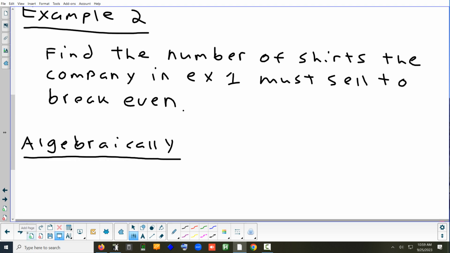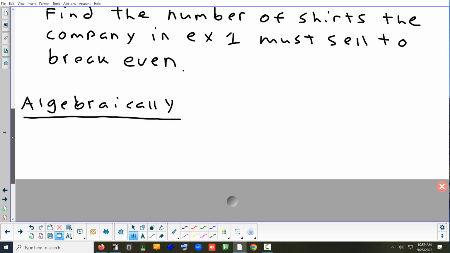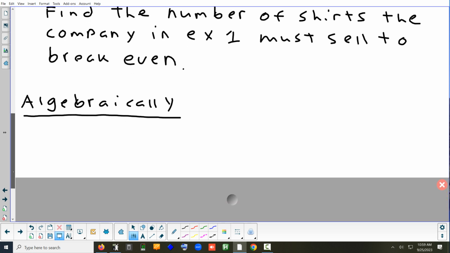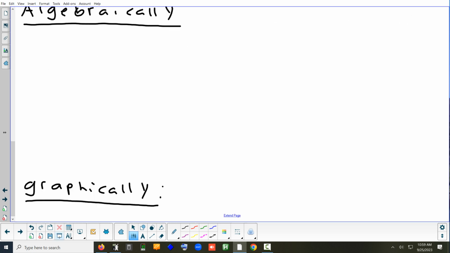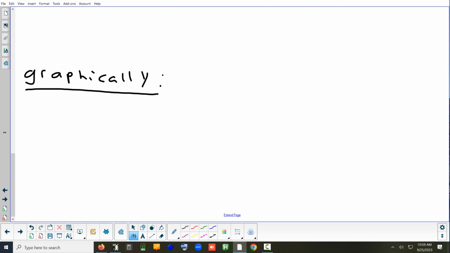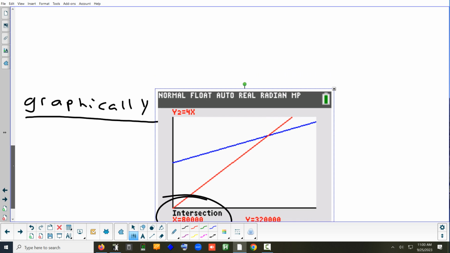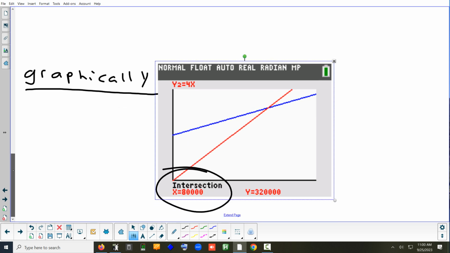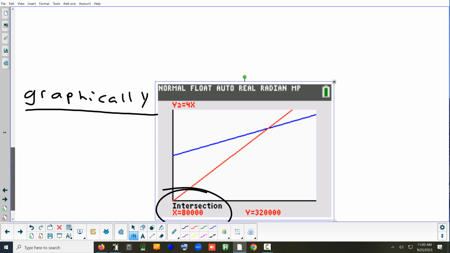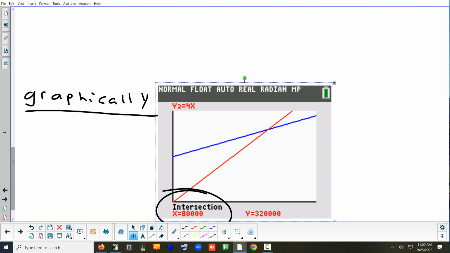All right, so we did it graphically first, which is fine. I'll scroll down and let's just put the answer down there for that first. So graphically, there we go. So it's 80,000. So what does that mean? Like the intersection point is 80,000, 320,000. Explain to me what those two numbers mean.